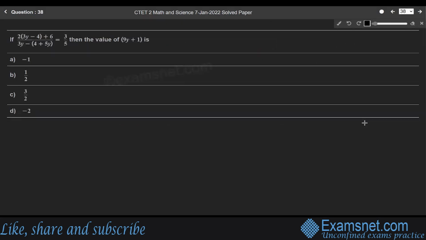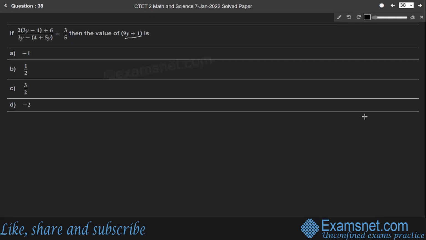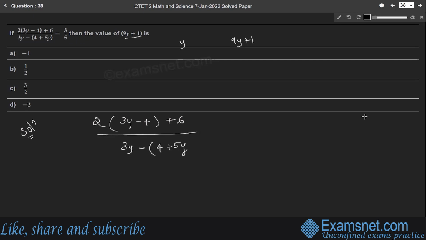Question 38. If 2 into 3y minus 4 plus 6 whole divided by 3y minus of 4 plus 5y is equal to 3 by 5, then the value of 9y plus 1. So let us find the value of y first, then 9y plus 1. Okay. So the solution: 2 into 3y minus 4 plus 6 whole divided by 3y minus of 4 plus 5y is equal to 3 by 5.